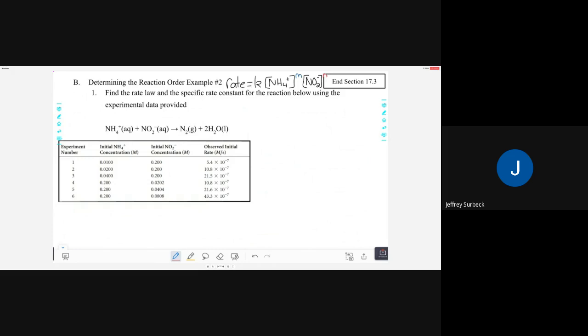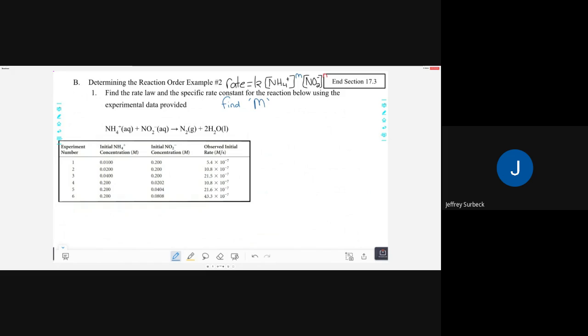Right, we want to establish or find out our M value, okay? So we ask this, for M, to find M, we want to look at experiments where we change around NH4+, but we hold NO2- constant. Right? So somebody give me an experiment where we change the value of NH4+, but hold NO2- constant.